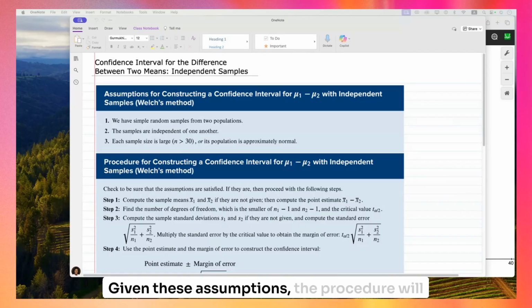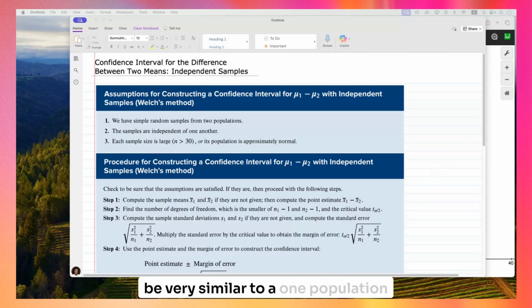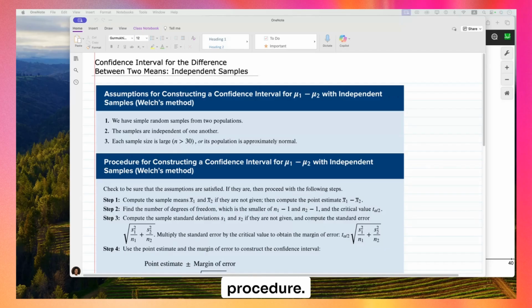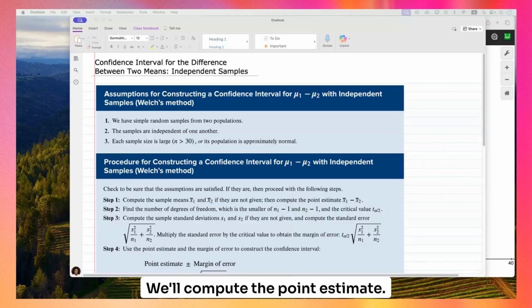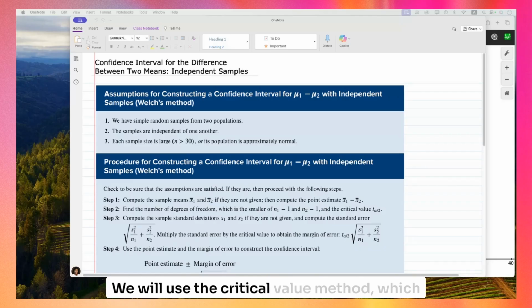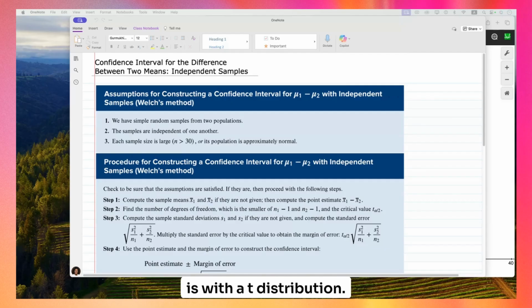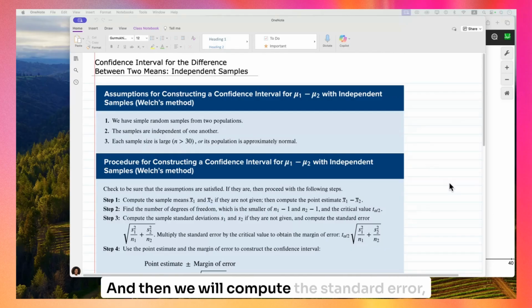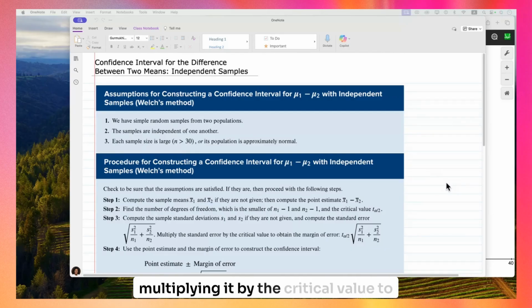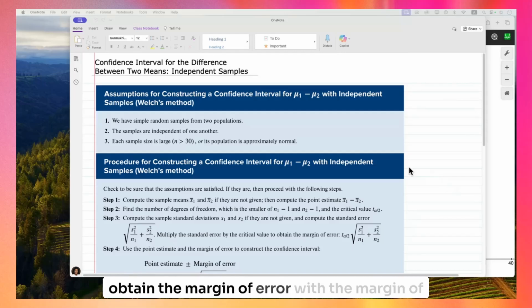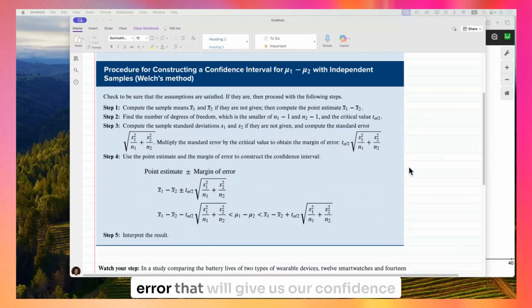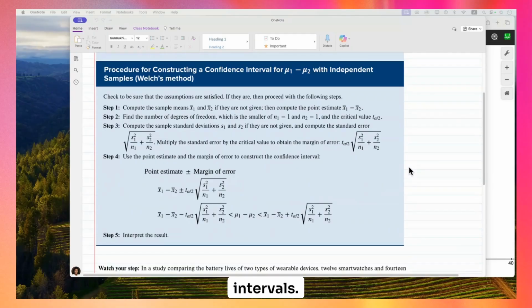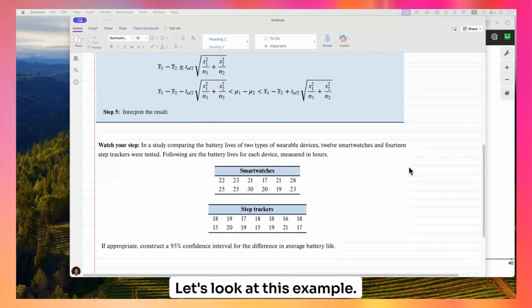Given these assumptions, the procedure will be very similar to a one population procedure. We'll compute the point estimate. We will use the critical value method, which is with the t distribution, the Student's t distribution. And then we will compute the standard error, multiplying it by the critical value to obtain the margin of error. With the margin of error, that will give us our confidence interval. Let's look at this example.